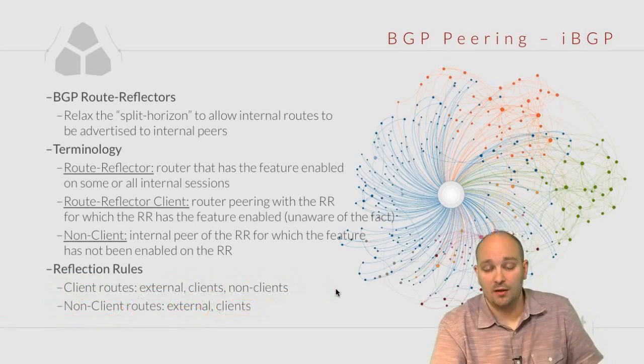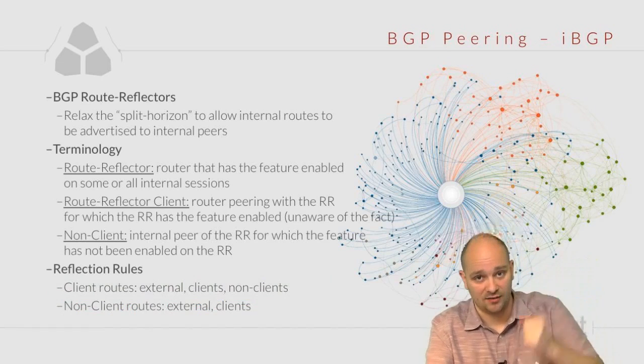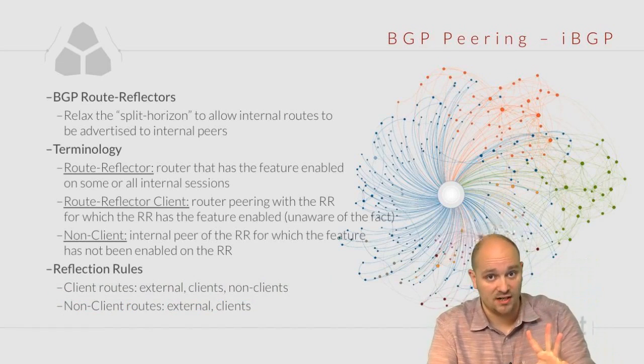But they will be advertised to external routers, external peers, because the internally learned routes are always advertised to external peers, as long as they are valid and best.